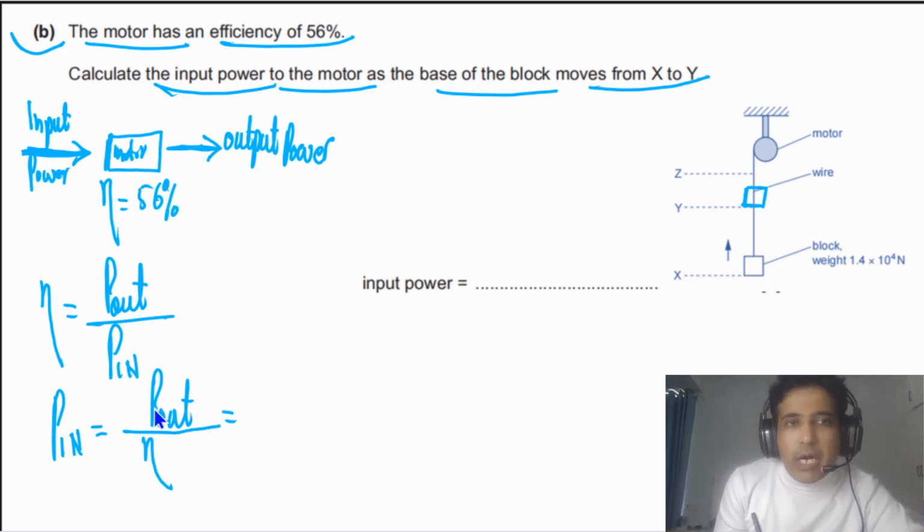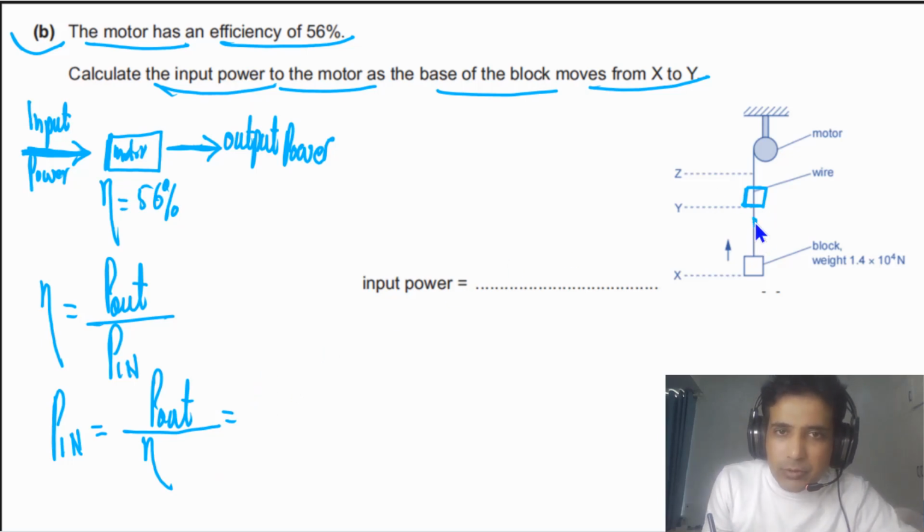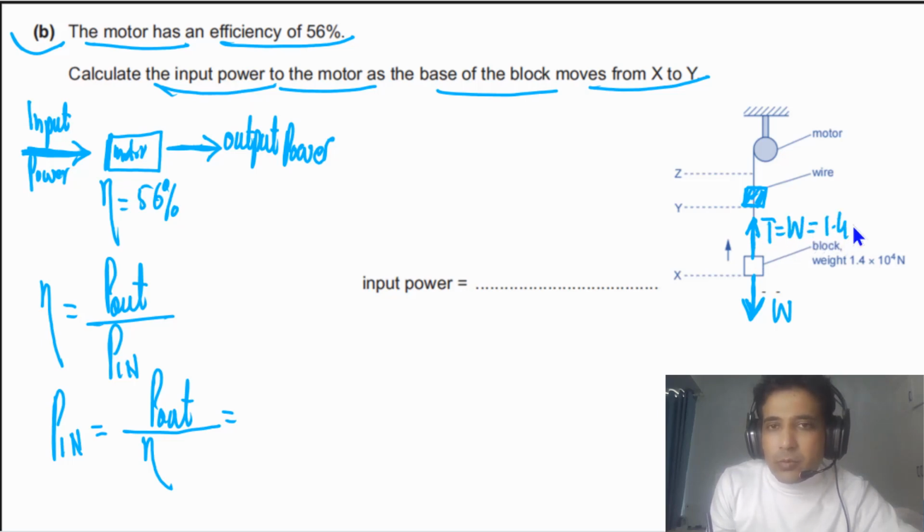And P out in this case, simply we can calculate the force applied by the motor, means the tension in this wire. And this block is moving at a constant speed. We have already discussed this point. So the force acting downwards is equal to the weight of the block, and the force provided by the motor, means the tension in this wire, that will be equal to weight. And the value of weight is given, that is equal to 1.4 times 10 to 4. And the speed of this one is given to us. The block is moving upwards with a constant speed, that is equal to 0.64 meters per second.